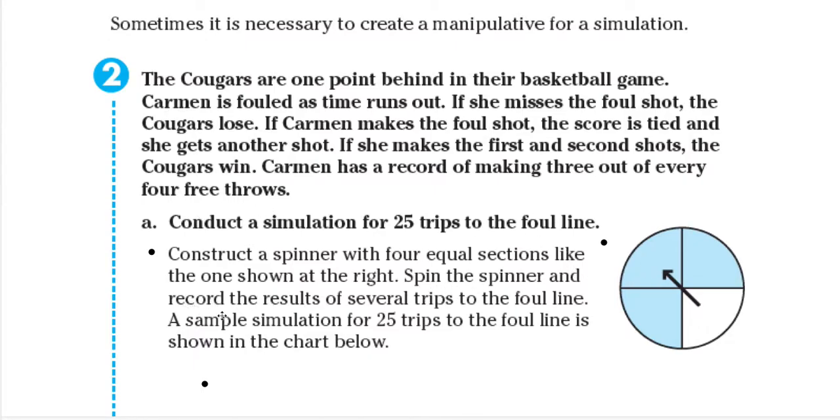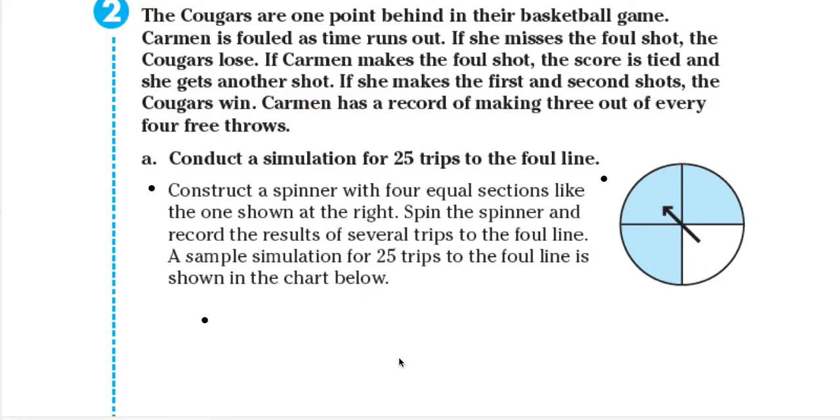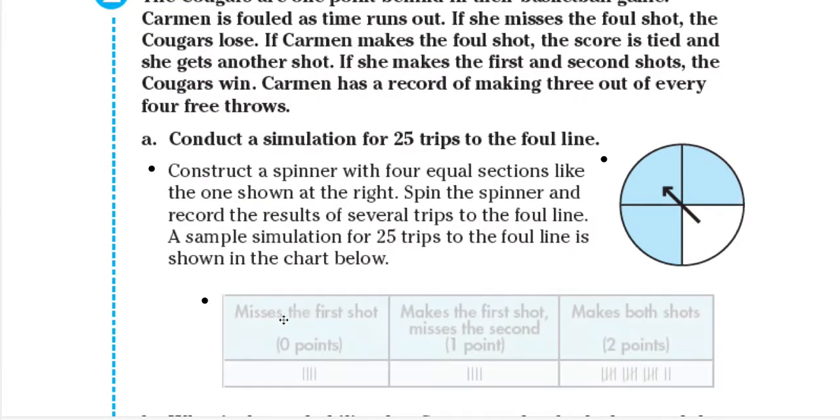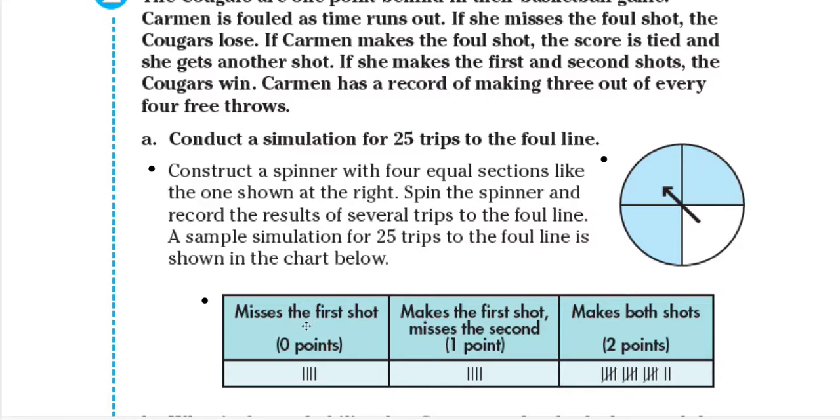Spin the spinner and record the results of several trips to the foul line. A sample simulation for 25 trips to the foul line is shown in the chart below. So misses the first point, you make tally marks. Every time you spin the spinner and it lands on the blue, the basket is made. So you record that. So spin this 25 times.